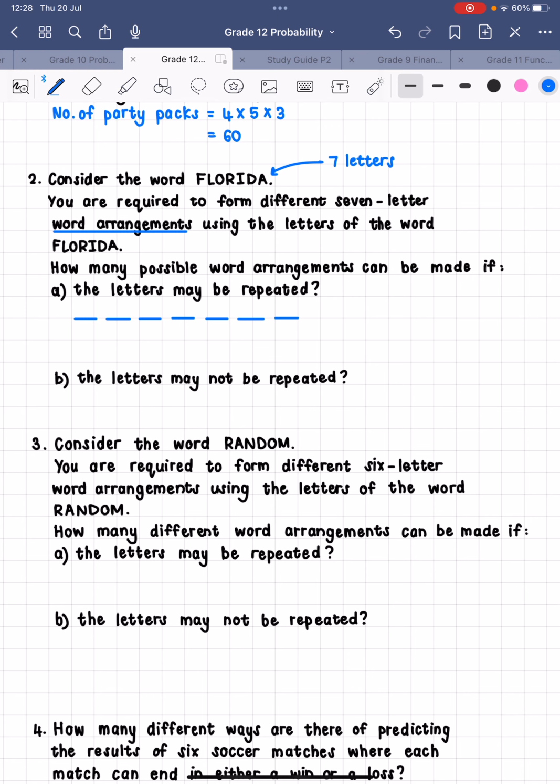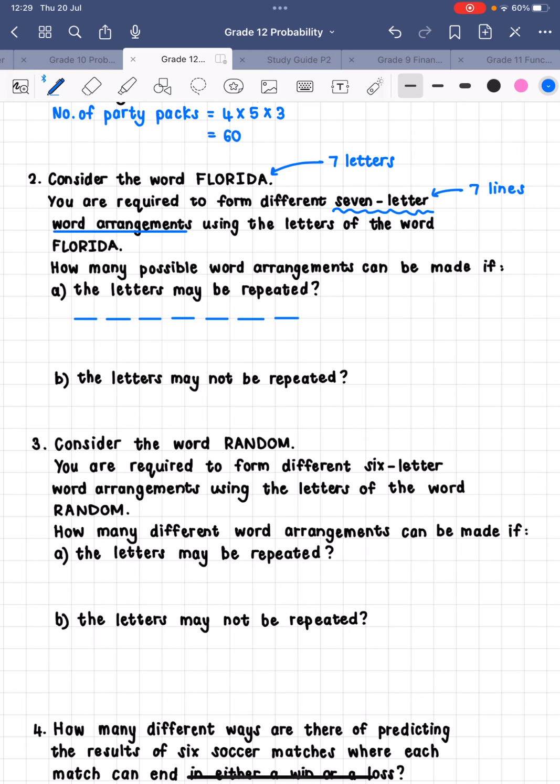So we can have Florida, or we can have 7 F's or 7 O's, or we can have 3 F's and 4 O's. All right, all the words that we're making, they are telling us here they have to be 7 letters long. Okay, so that's why I'm making 7 lines. If they had asked us how many 3-letter word arrangements could we make, I would just make 3 lines.